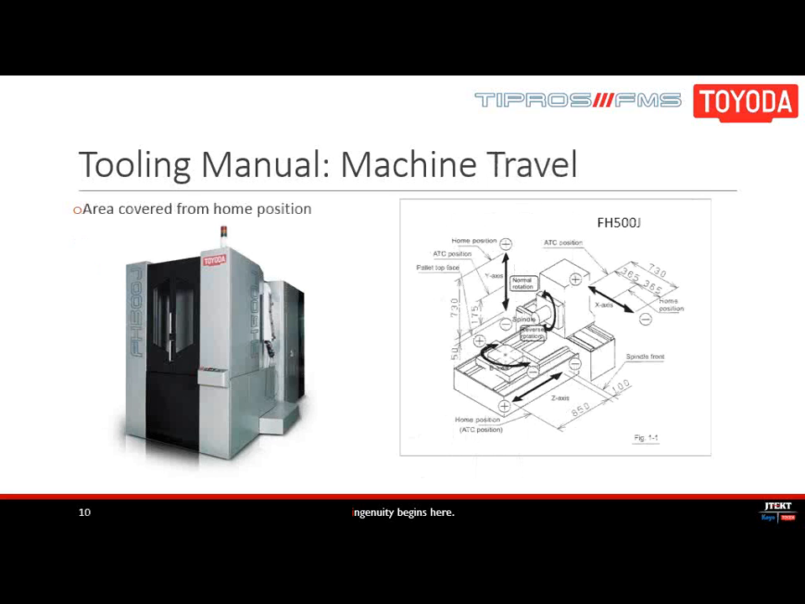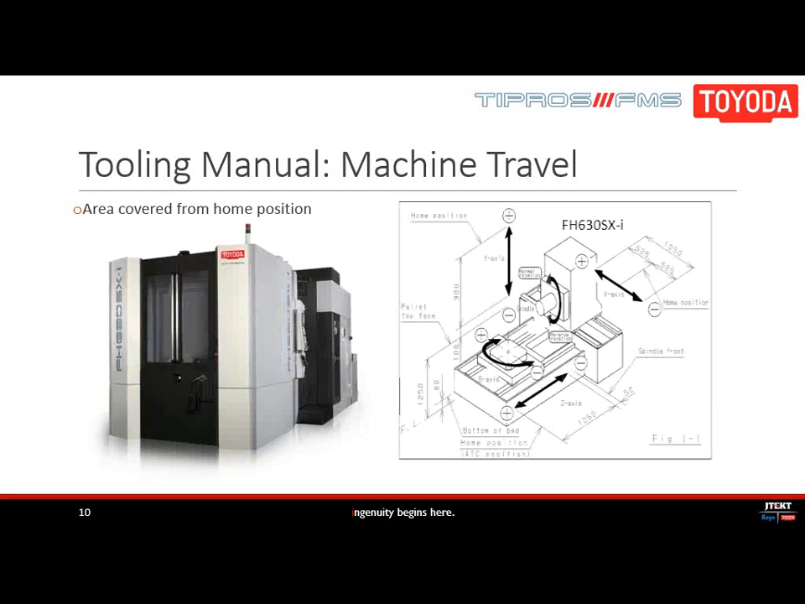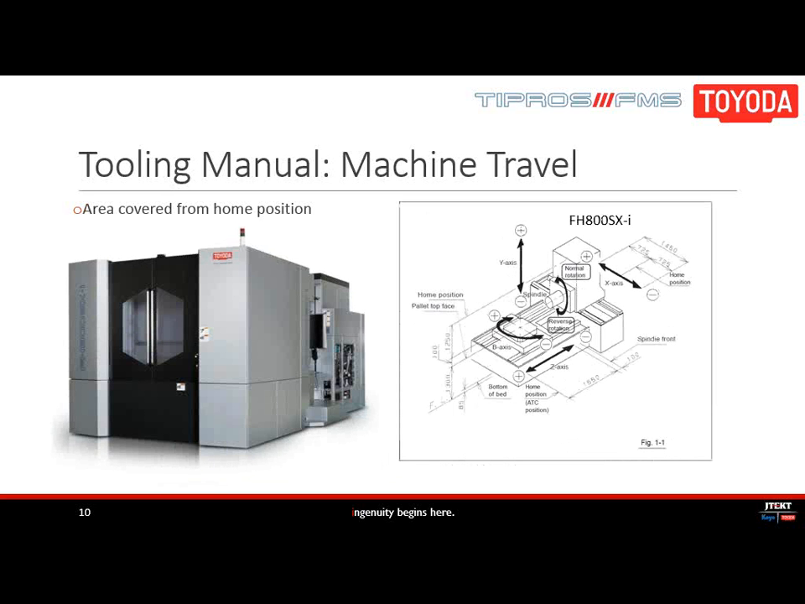Okay, machine travel describes the area covered in all axes from the home position. This is important to keep in mind when you're programming a new part or setting up a tombstone that a fixture needs to be mounted to. Here we have some examples from the tooling manuals of the 500J. This would be the 630SXI. And finally, we have the FH800SXI.